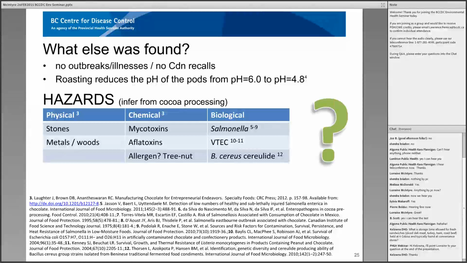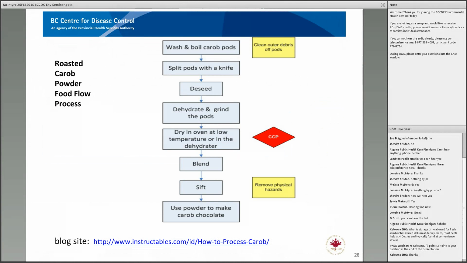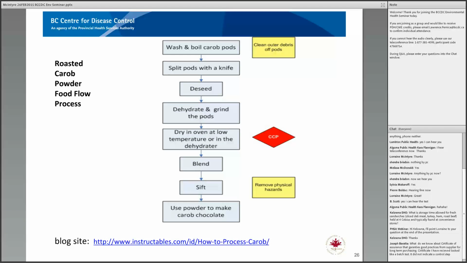Okay, so knowing a little bit about the hazards, we can look closer at the process for carob powder. This is from a blog site. The flow chart I put together myself based on how they tell you to process and prepare carob. I think this was a California site. And I like to prepare food flowcharts because it makes it really easy for me to understand all the different steps and where the critical control point is. So very similar, again, to processing of cocoa.